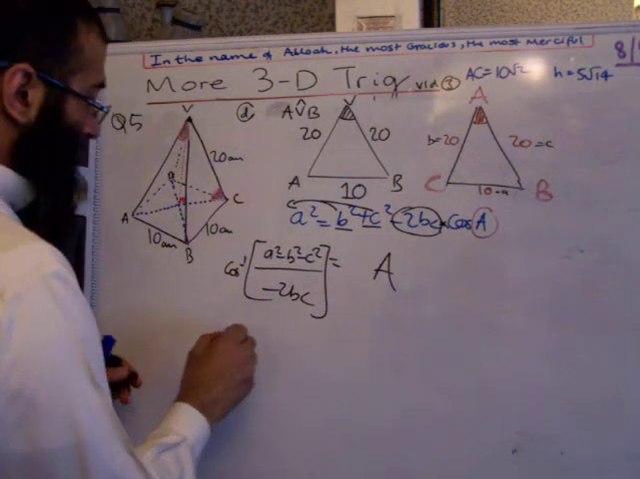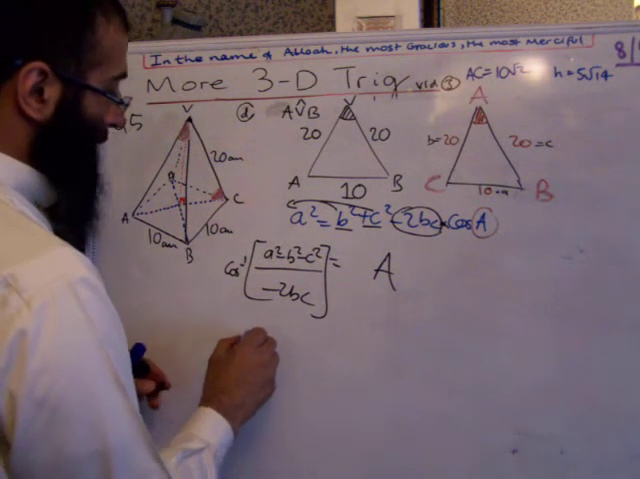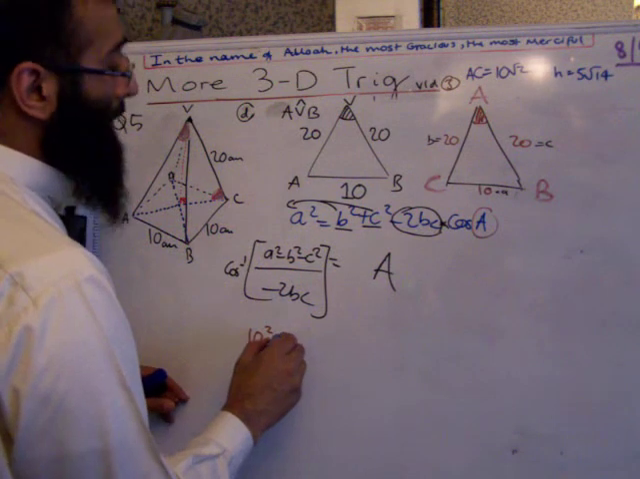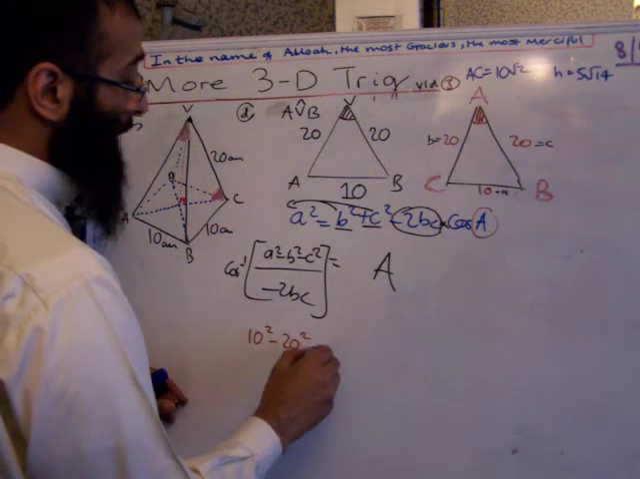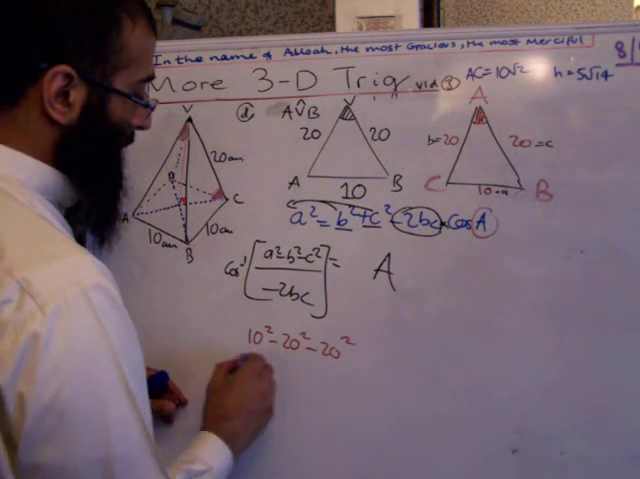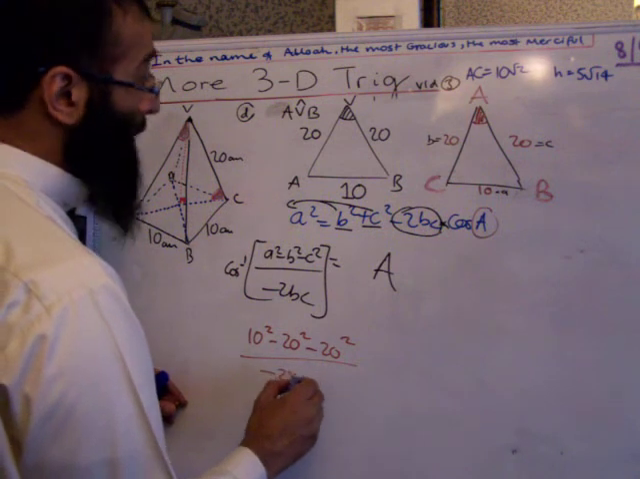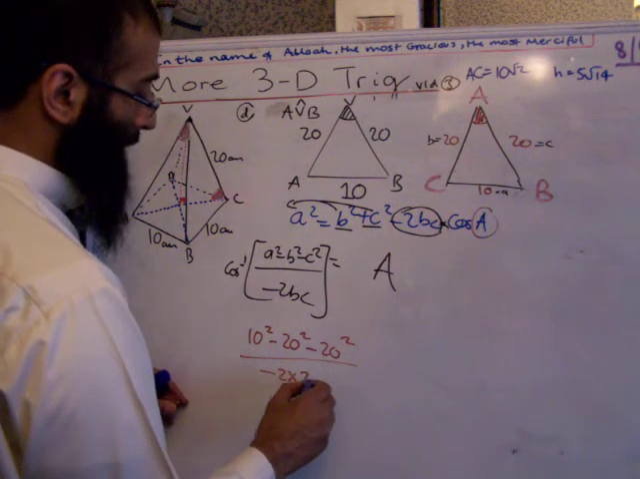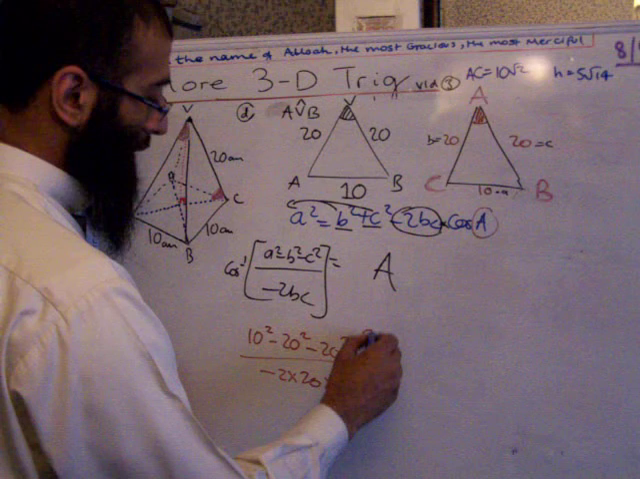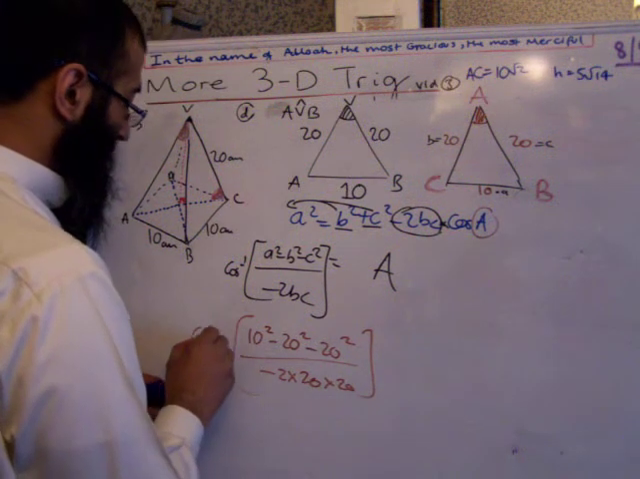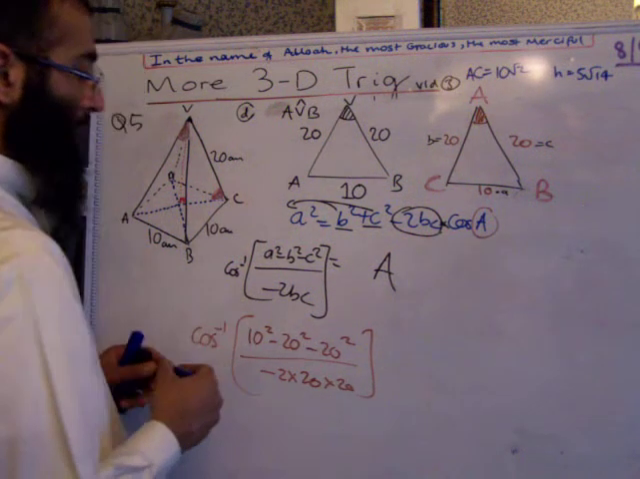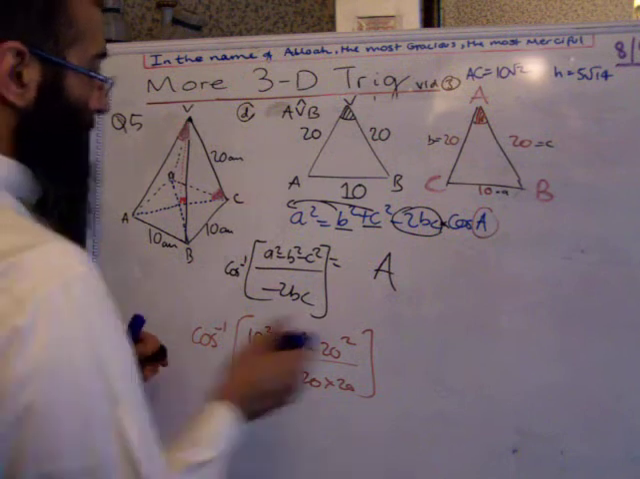Okay, so we have cos minus 1 of 10 squared minus 20 squared minus 20 squared, divided by minus 2 times 20 times 20. Close the brackets. The answer is 28.9. Right, hang on a second.